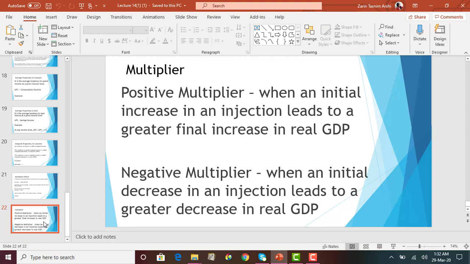So positive multiplier is when there is an initial increase in government spending, the GDP goes up by a greater amount. So let's say the government increases spending by 2% and GDP goes up by 4%. That's positive multiplier. On the other hand, negative multiplier means the government decreases spending. An example would be tax. If government is imposing taxes, then it will have a negative multiplier impact on GDP. Which means if there is an initial decrease in injection, then the GDP will go down by a greater percentage. Again, let's say government reduces expenditure by 2%, but the output falls by 3% or 4%. Then that's an example of negative multiplier.